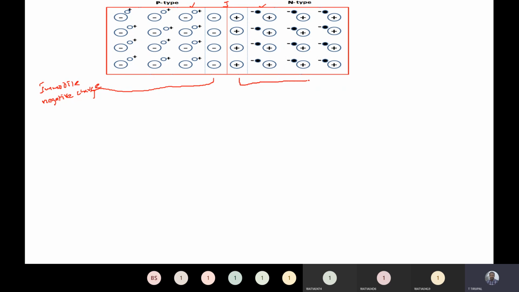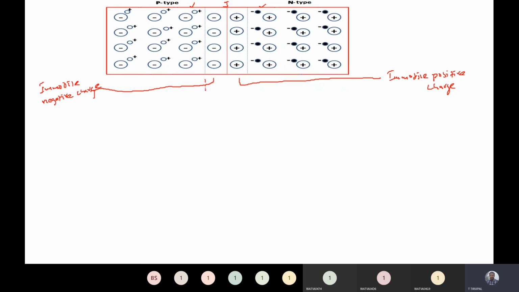This is called immobile positive charge, which will not move from one point to another. Only the electrons and holes have recombined, and therefore those charge carriers have expired, leaving only immobile charge here. Now see here, in this region there are no charge carriers.